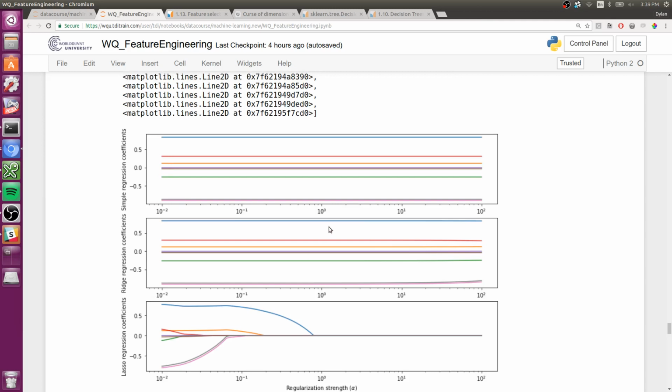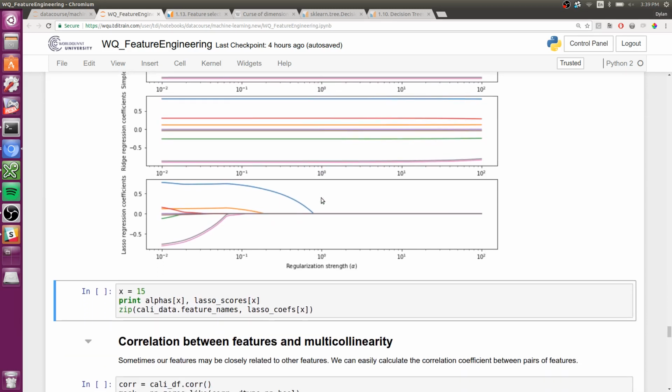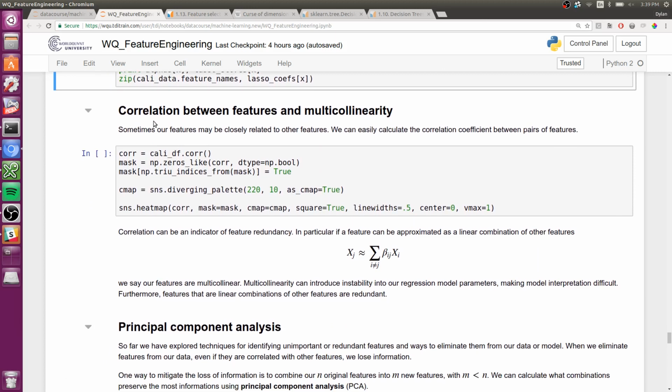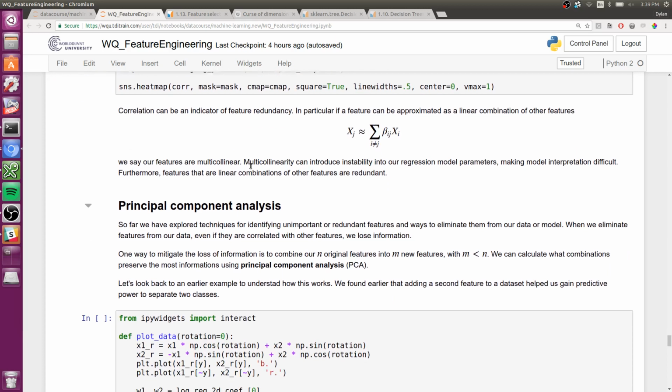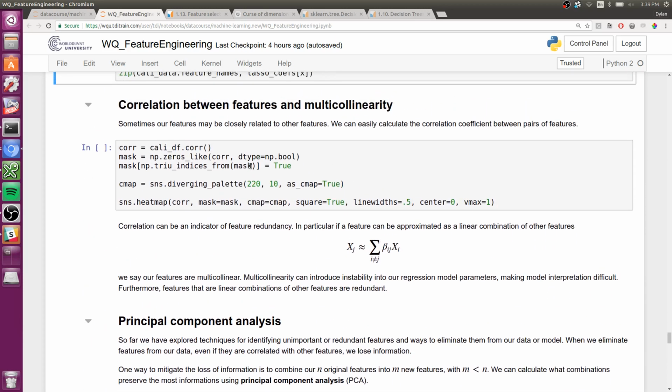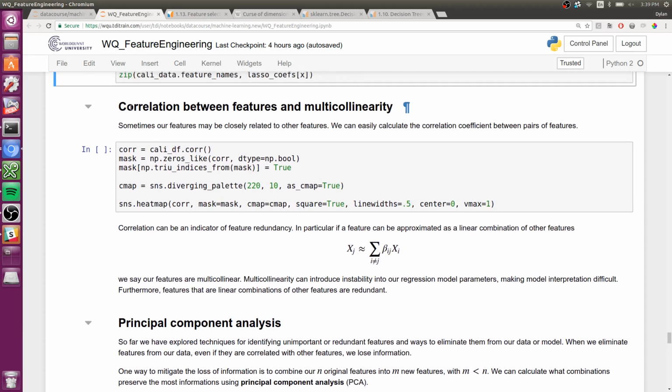So I'm going to conclude this section of the lecture here, and in the next video we'll talk about correlations between features and methods such as principal component analysis for constructing subsets of features automatically, which alleviates correlation between features and multi-collinearity.